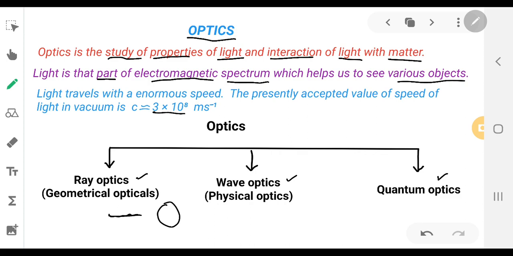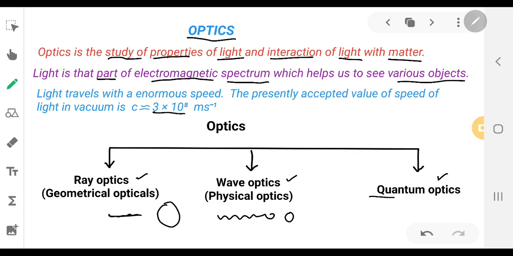When the wavelength of light is comparable with the size of the object, then it shows a different behavior, a wave-like behavior. So the study of that branch of physics is called wave optics or physical optics. The third one is quantum optics.